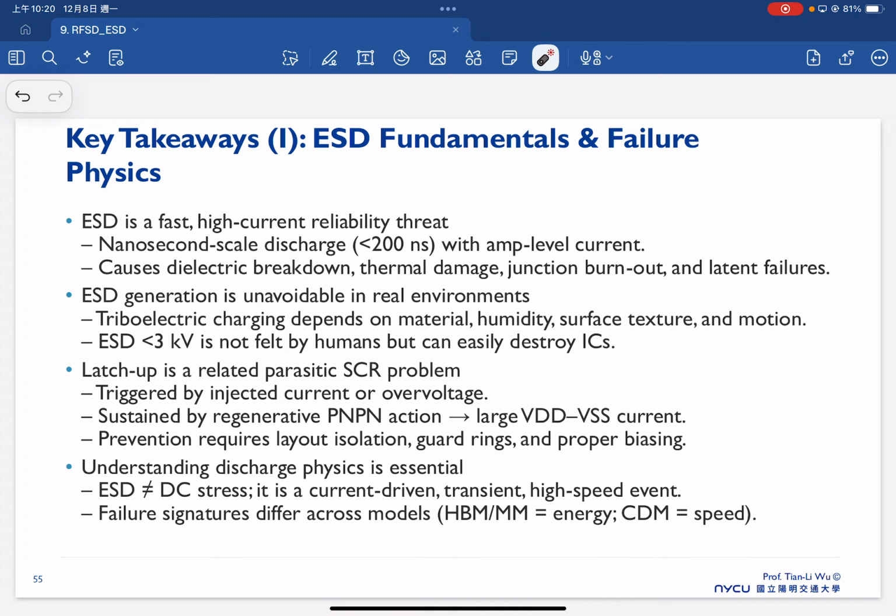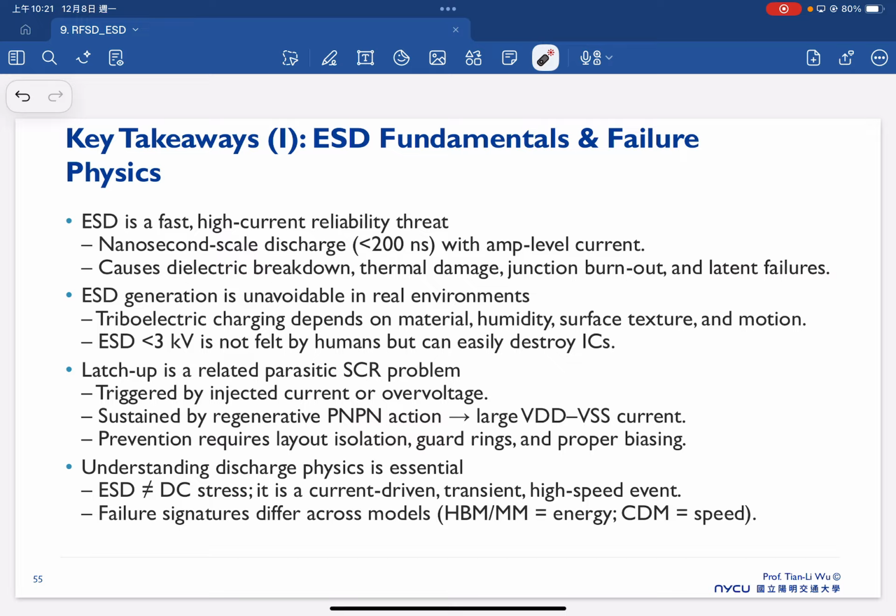It is due to triboelectric charging, which depends on our material, humidity, surface, and motions. And although a human will not detect ESD below 3 kilovolts, 3 kilovolts is enough to destroy our IC. So you will sense the ESD shock, but an ESD that small is already enough to destroy your ICs.